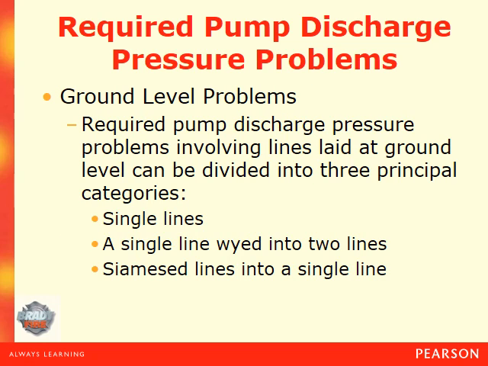Ground level problems. Required pump discharge pressure problems involving lines laid at ground level can be divided into three principal categories. You're either going to have single lines, single lines that turn into two lines, or two lines that turn into one single line, and those are known as Siamese.